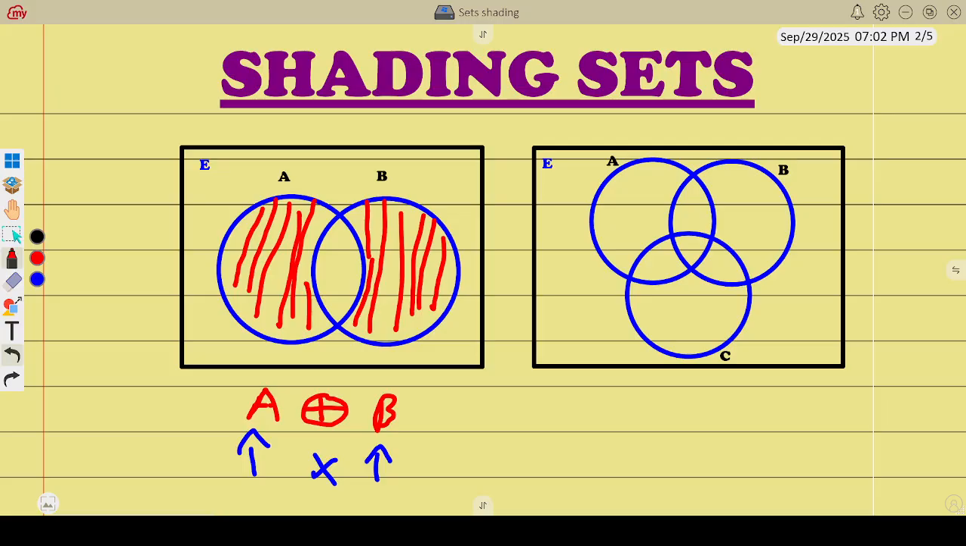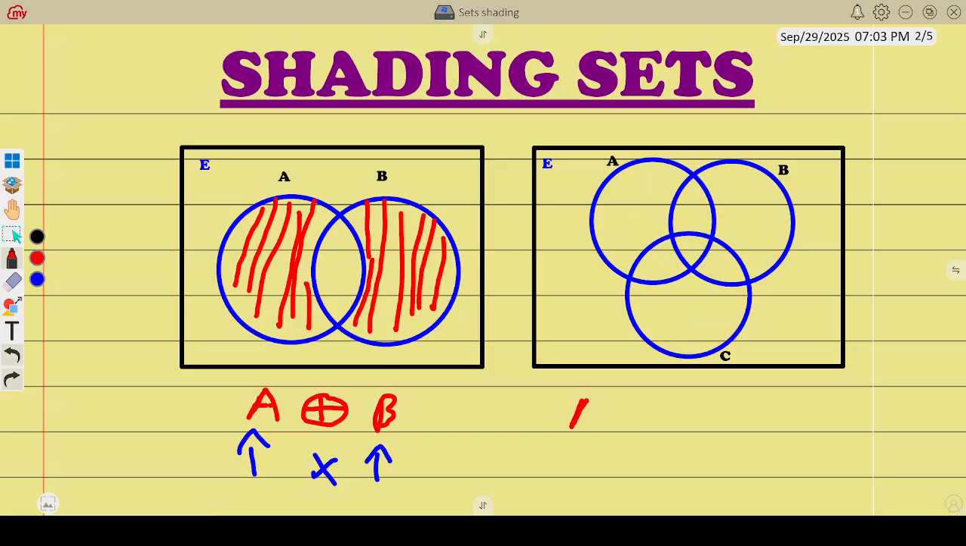So please just practice. Here you can also shade A plus C. You simply shade the things in A. So this is our A. You shade the things in A, and then we have also shaded the things in C. This is our C. But the intersection, we do not touch it. So this is how you shade A plus B or A plus C. Things might not be so simple.